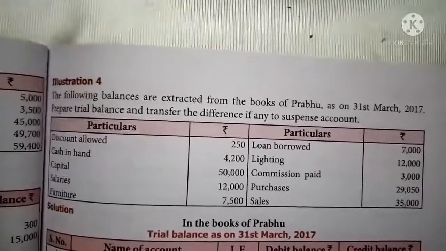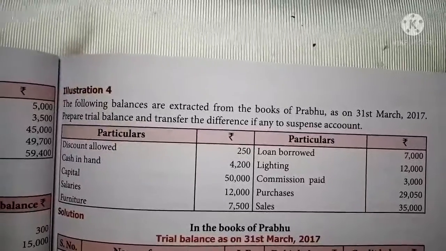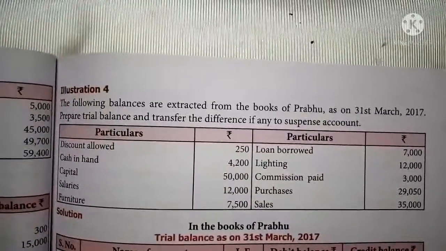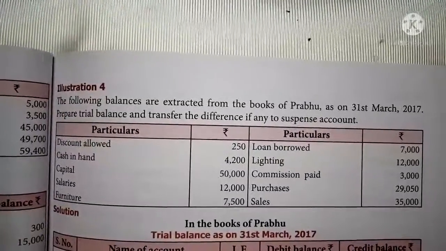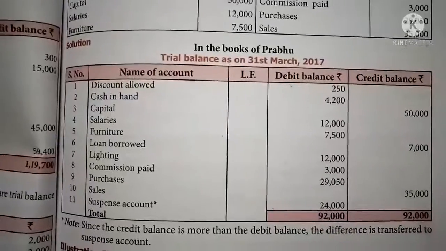So likewise you can go through whatever information is given in the sum, and identify which amount will be shown in the debit column and which amount will be shown in the credit column. Then you can work out the problem. So it is a solution for example 3.